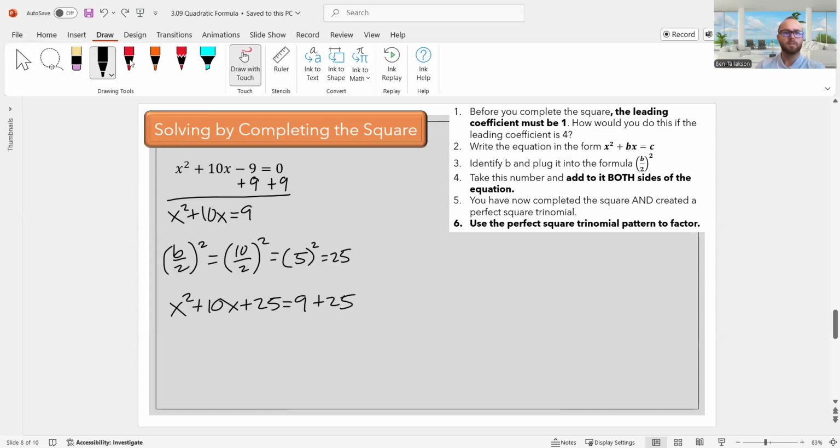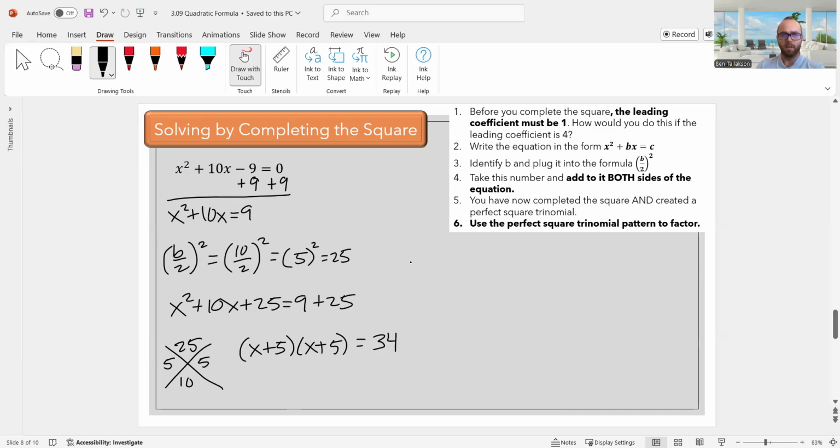Okay? So let's simplify. On the left side, you could use the x method and see what you get. Clearly, you can see 5 times 5 is 25. 5 plus 5 is 10. So we're going to get x plus 5 times x plus 5. What do we get on the right? 34.